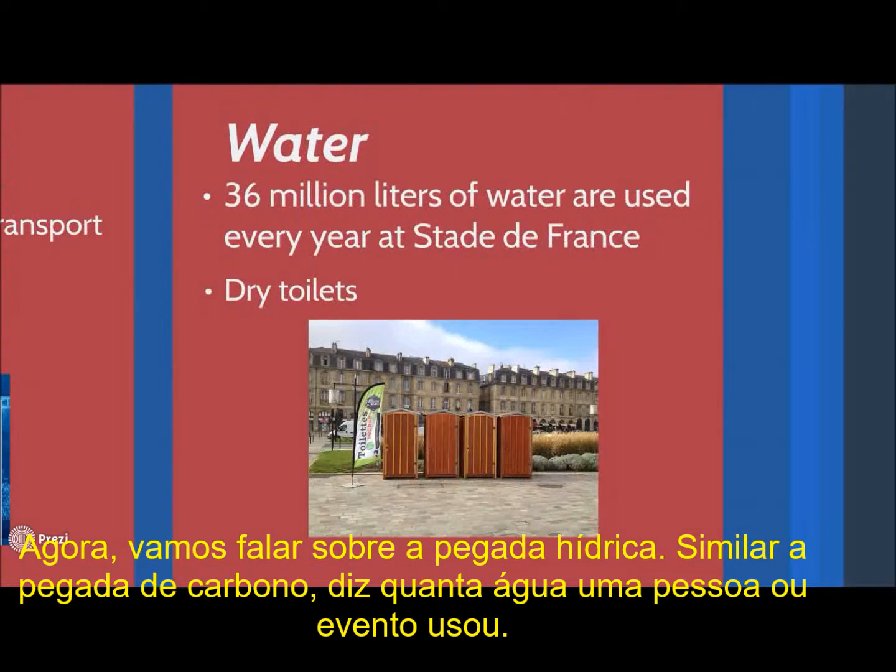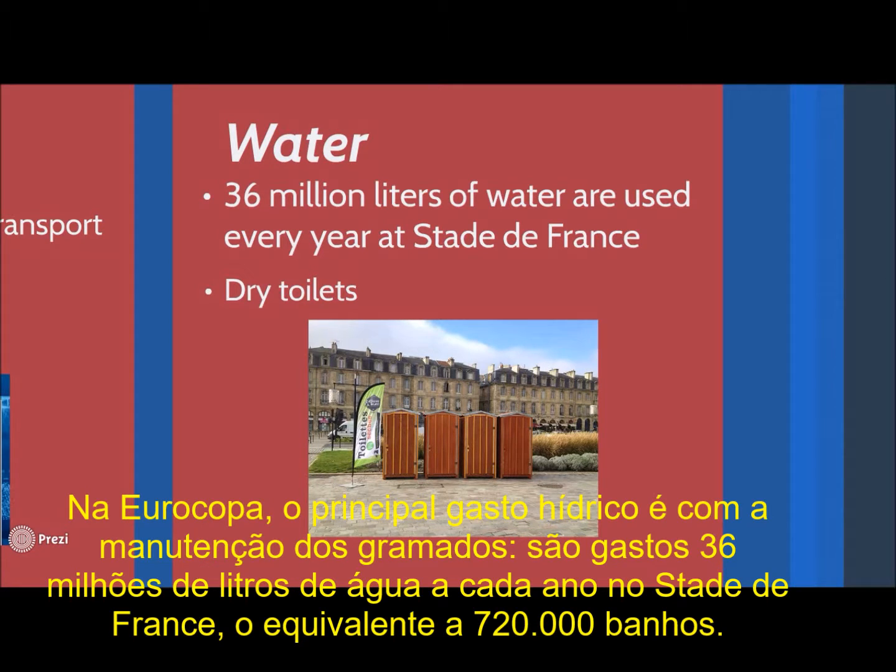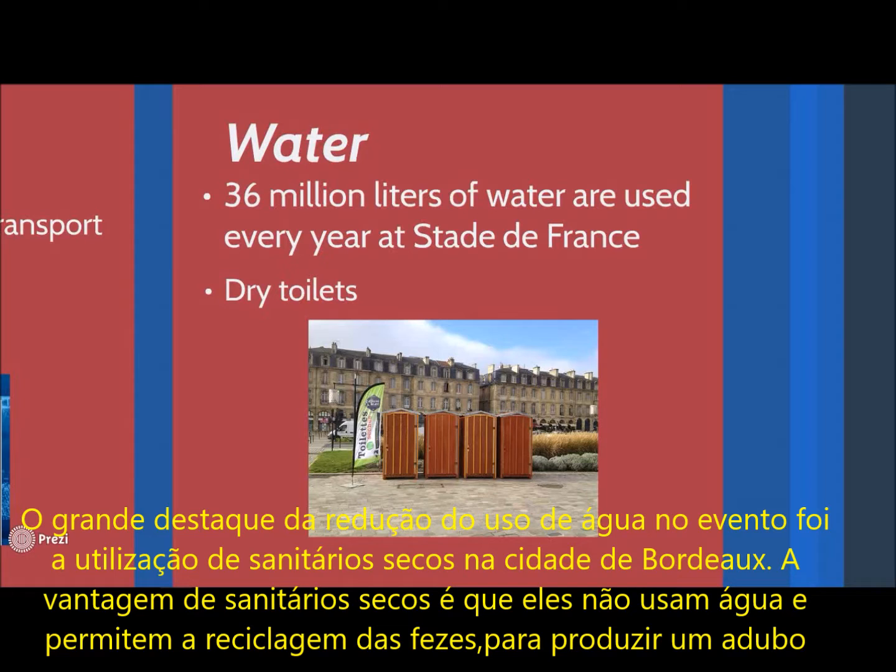Now let's talk about water footprints. It's the same idea as the carbon one. It says how much water was spent by a person or event. In the UEFA Euro 2016, the main water expenses were with the irrigation of the fields. To illustrate that, the Paris Stadium Stade de France uses 36 million liters of water every year, the equivalent of 720,000 baths.